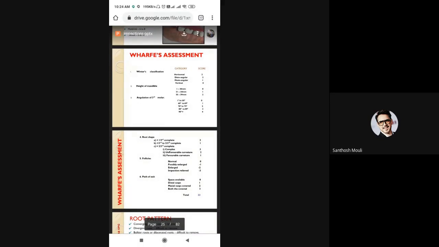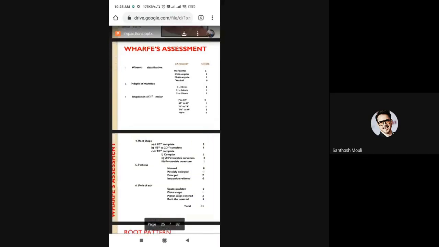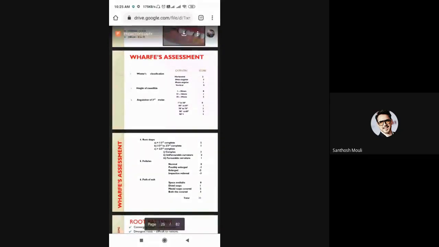And coming to the second parameter, height of the mandible. Based on the height of the mandible, we assess the risk factors. If the height of the mandible is 1 to 30, we give a score of 0. If it is 31 to 34, the score is 1. Whereas for 35 to 39, the score is 2. Okay, can you see the values, ma'am? Hello? Yes, sir.